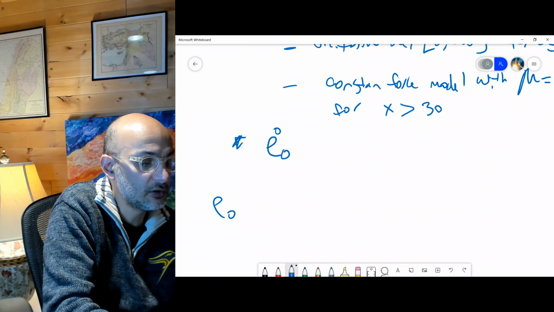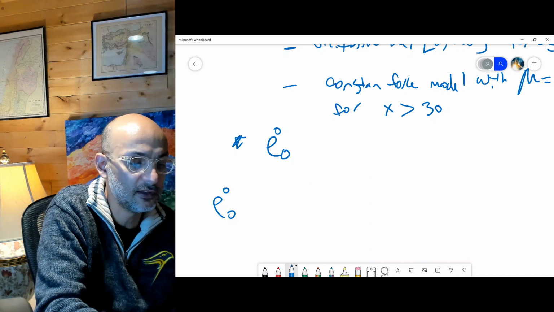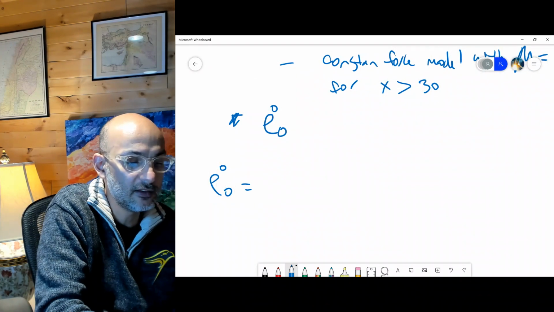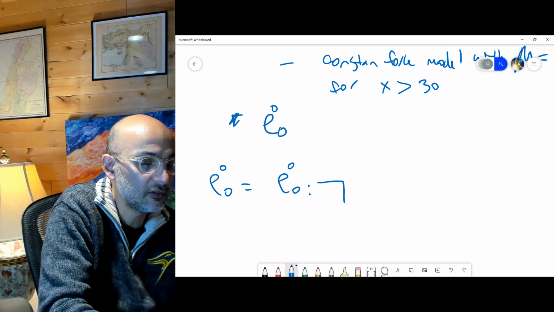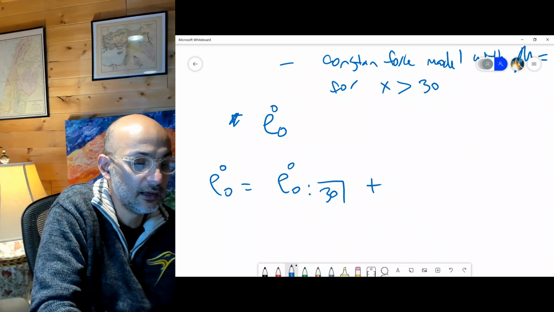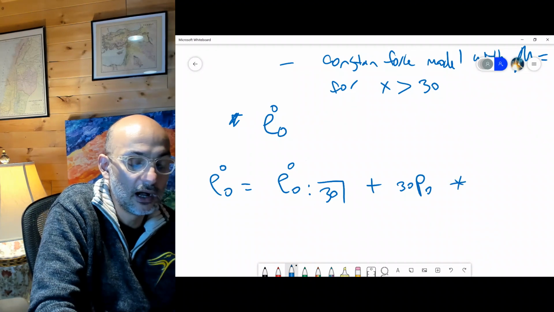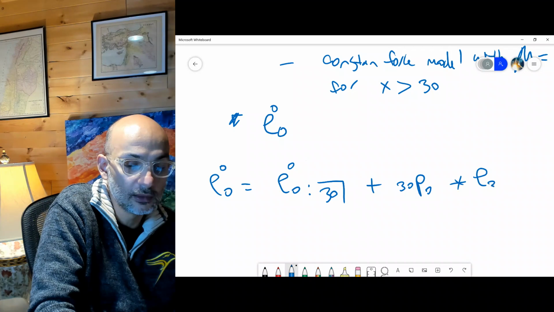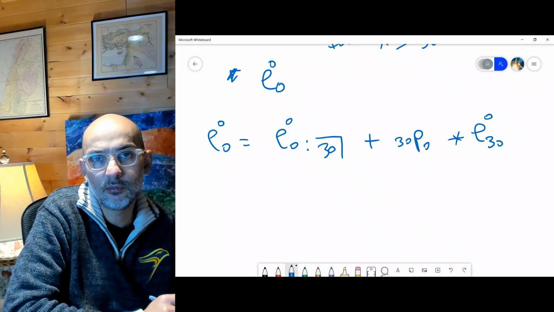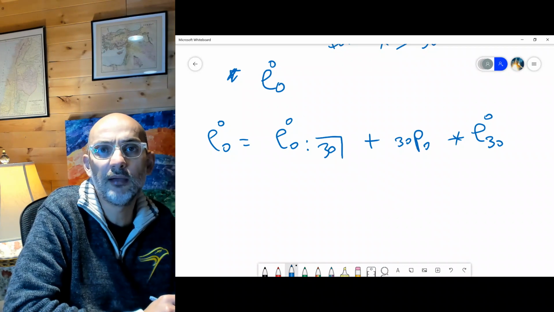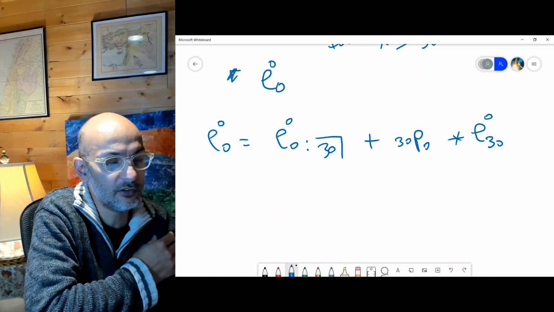So E0, instead of integrating, like creating s of x that makes a distribution and integrating it, we can split it between two terms. One is E0 for the first 30 years, and then we have 30P0 multiplied by E30. This is much easier, right? The other way, the hard way, would take a long time and create a messy survival distribution. But if you know this relationship, you can just quickly do it.